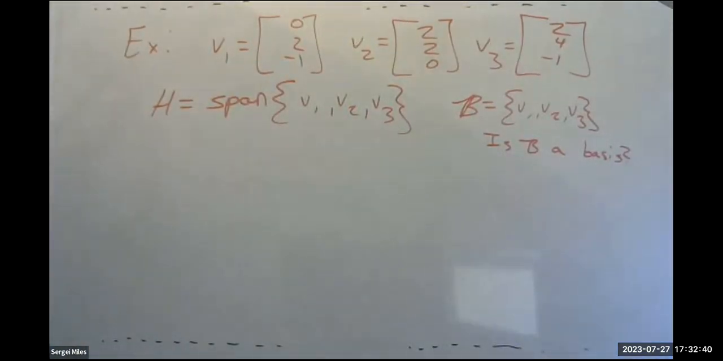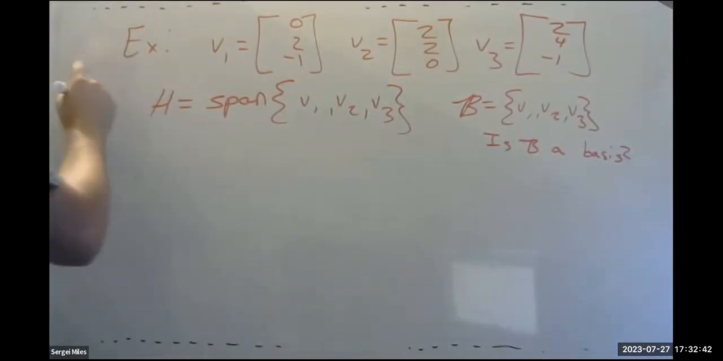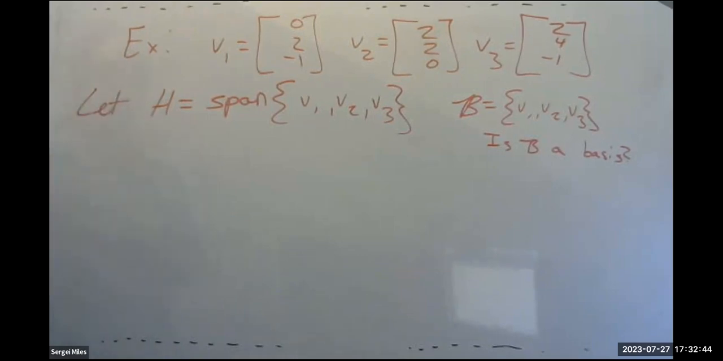Well, first of all, we already have that by assumption. We're told in this problem to let H equal the span of these vectors. But the next question we have to answer, because there are two pieces to being a basis, is: are these vectors linearly independent? Because if they are not linearly independent, this is not a basis.